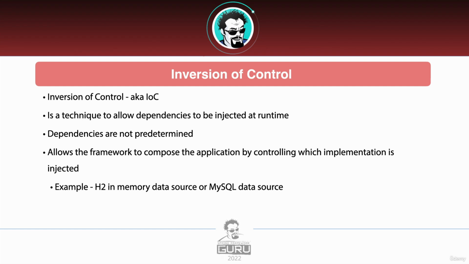Inversion of control. This is a concept that some people struggle with. Inversion of control, it's also known as IoC. This is a technique to allow dependencies to be injected by runtime.